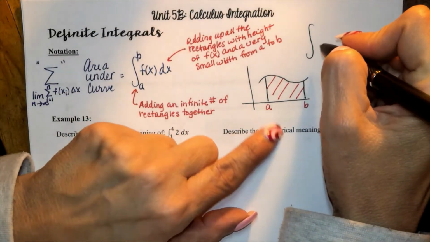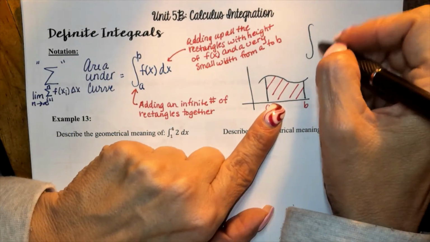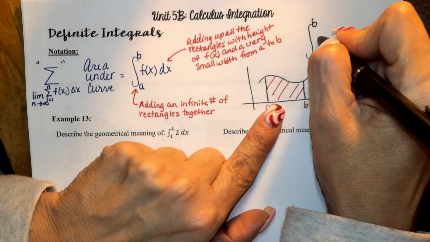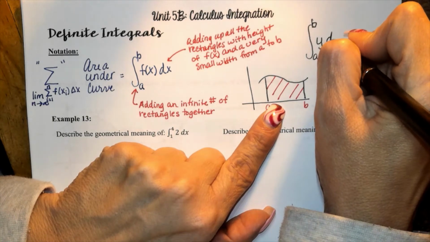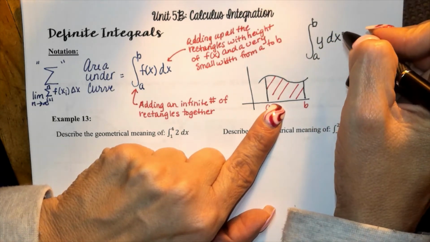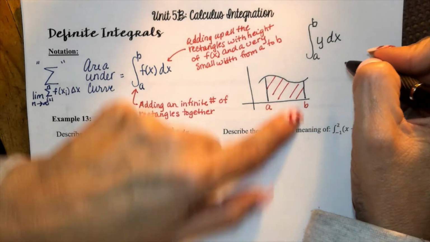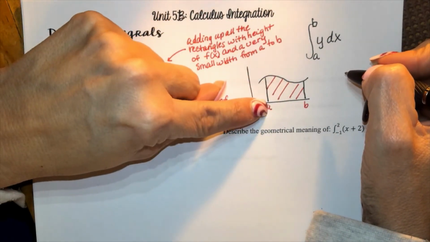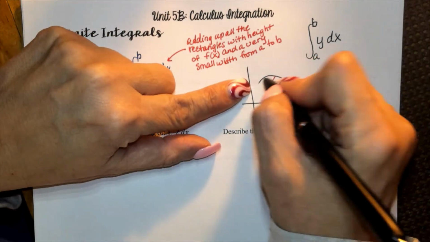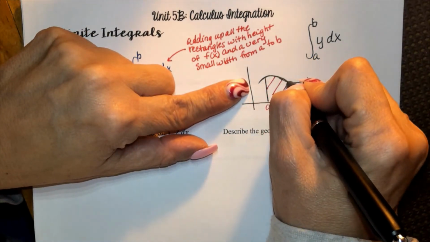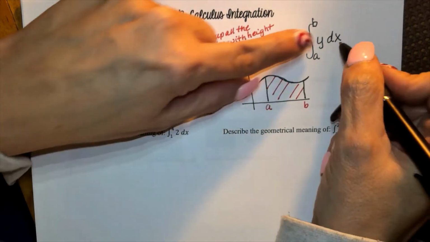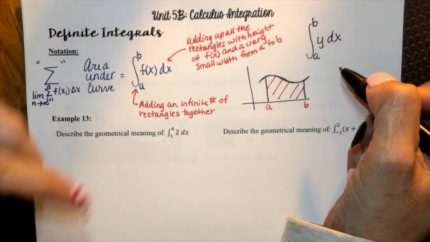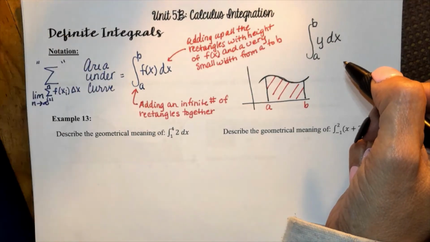This is what this would represent. Underneath here, I would make those rectangles. I would try to anyway. And I would take y dx. This is what I would be doing. I'm finding the area under the curve from A to B of this function here. This is y dx. Okay, adding up all the rectangles with the height of f of x, or y, and a very small width of dx.